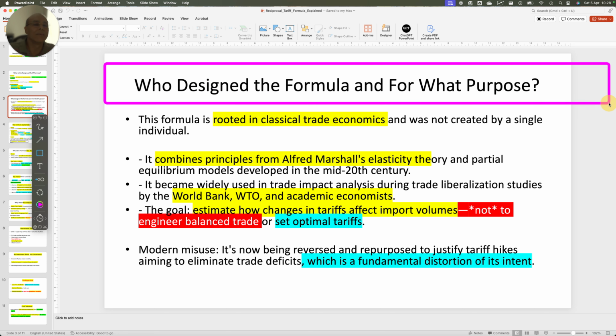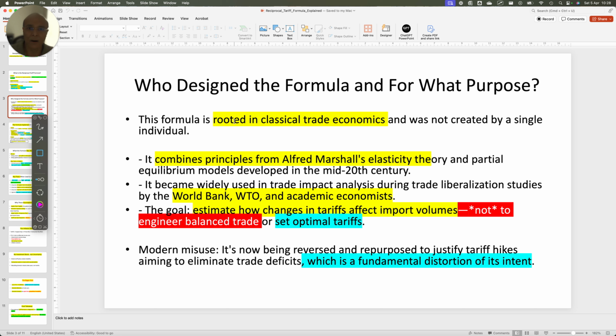Who designed the formula, and for what purpose? The formula is rooted in classical trade economics and was not created by a single individual. It combines the principles of Alfred Marshall's elasticity theory and the partial equilibrium model developed in the mid-20th century. It became widely used for trade impact analysis during trade liberalization studies by the World Bank, WTO, and academic economists.